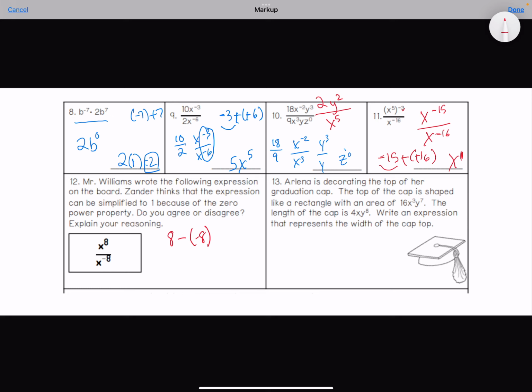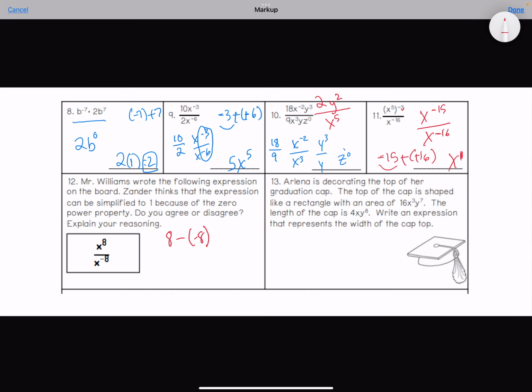For number 13, Arlena is decorating the top of her graduation cap. The top of the cap is shaped like a rectangle with an area of 16x to the 3rd, y to the 7th. The length of the cap is 4x, y to the 8th. Write an expression that represents the width. So we have area equals length times width. They said that the area was 16x cubed y to the 7th. The length was 4x y to the 8th. We're finding the width. So to do that, you're dividing.